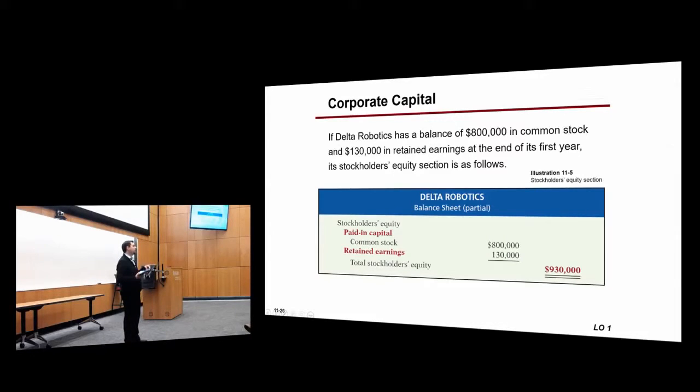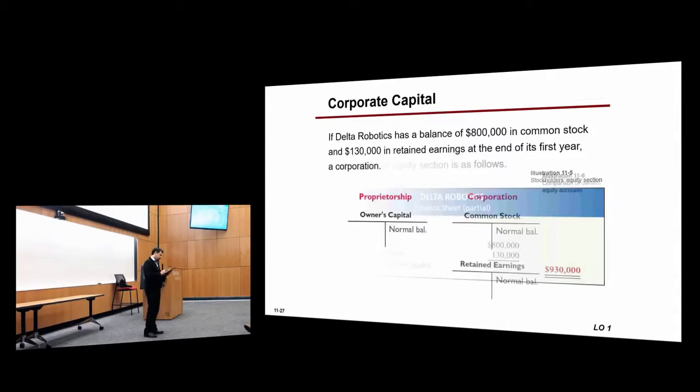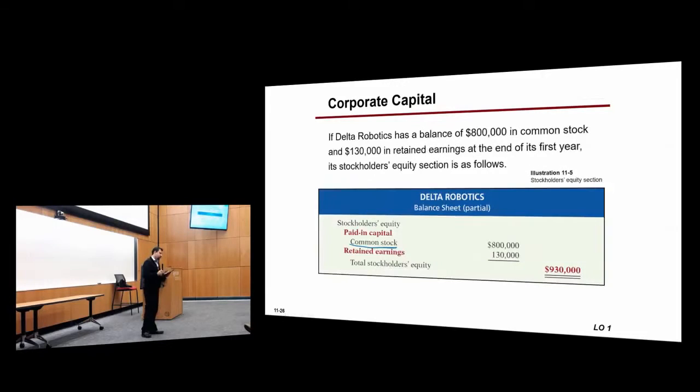Now we know that there are other accounts under paid-in capital. So what does the company have? The company will have paid-in capital. Underneath it, you have common stock. And the company will also have retained earnings. The sum of the two will be the total stockholders' equity. This is the sum of the two.